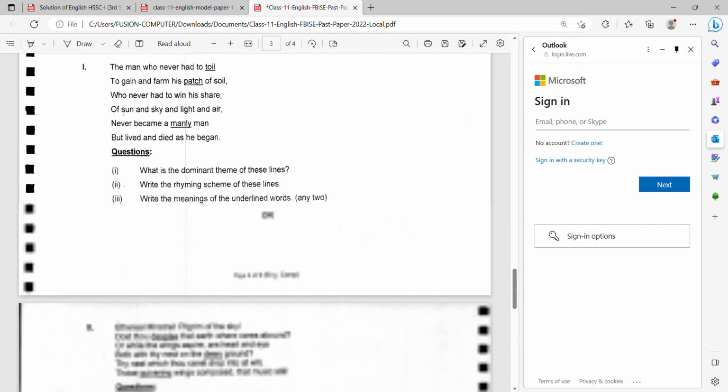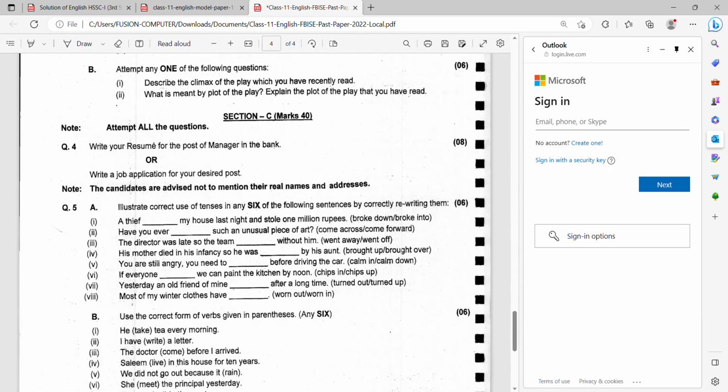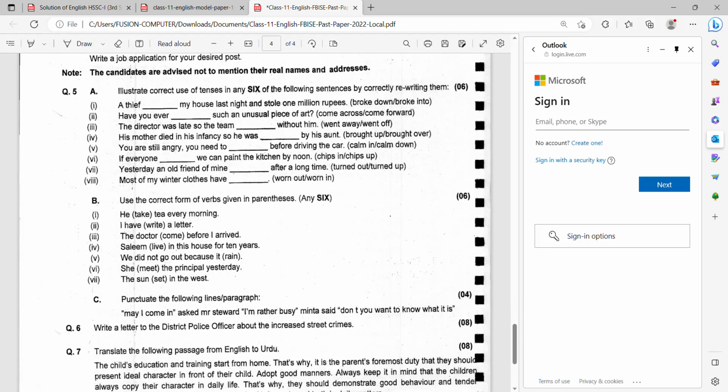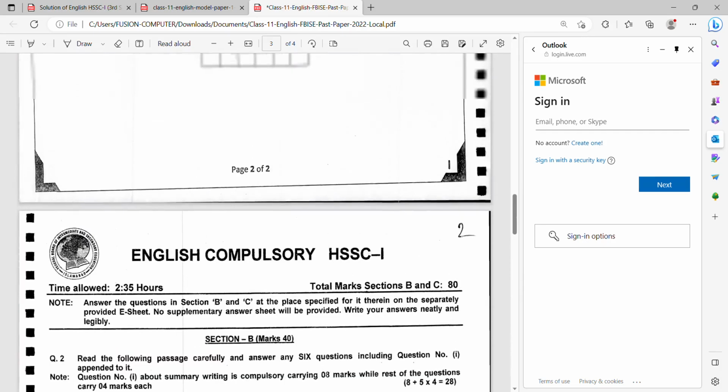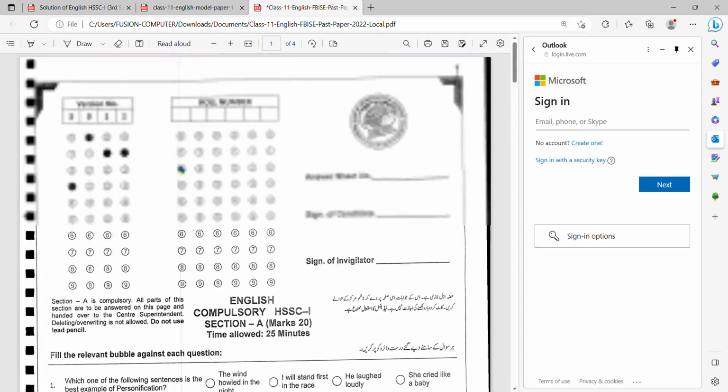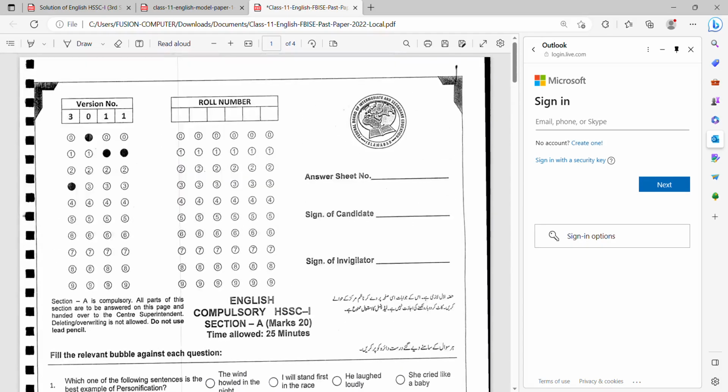Next comes Section C, which also carries 40 marks in total, and the further division will be explained in detail. So, students, now I'm going to start with the pattern of how to attempt your paper and how to fill your bubble sheet.